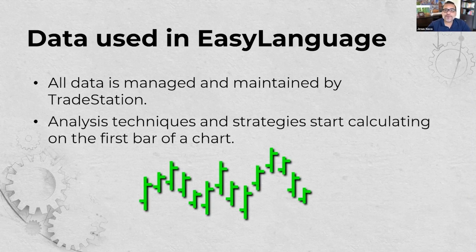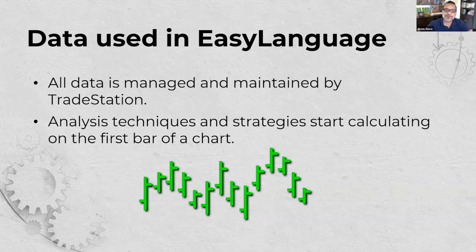Analysis techniques that you create inside of TradeStation will begin calculating on the very first bar of a chart, and that depends on the amount of historical data that you load on the chart. TradeStation gives you a default amount of historical data. If you bring up a 5-minute chart, it'll give you 5 days of historical data. If you pull up a daily chart, it'll give you 2 years of historical data. That's not to imply that that's all the data that's available, it's just a starting point.